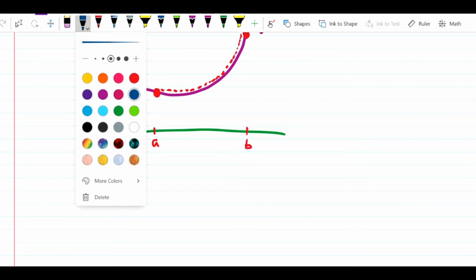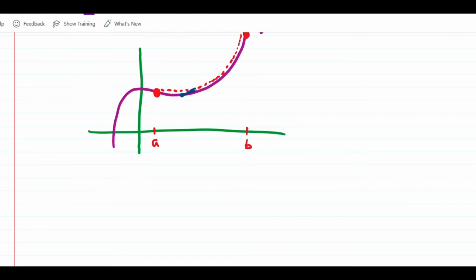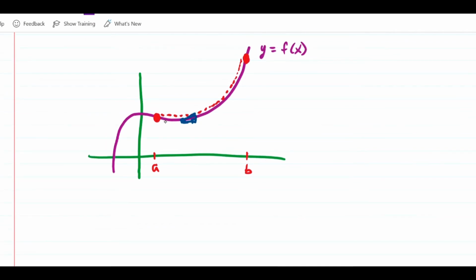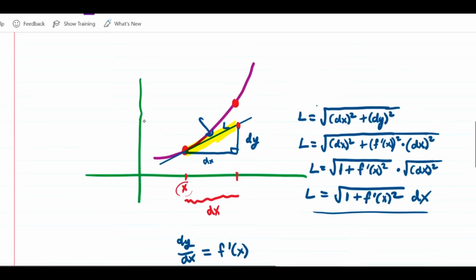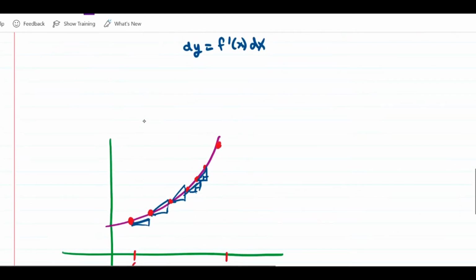Really, all I've done here is draw a little picture that looks like that. Really what I want to do is imagine that I'm doing this across the entire length of the curve and adding up all the hypotenuses. Well, let's think about how we would do that. In fact, I've drawn a picture here of what that looks like.